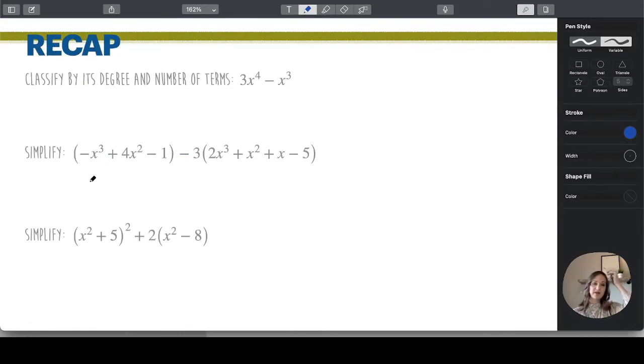So let's recap. Classify by its degree and number of terms. So first, look at the highest term. It is a 4, which means we know that it is going to be a quartic. We also know that there's 2 terms. And so 2 terms means that it will be a binomial.